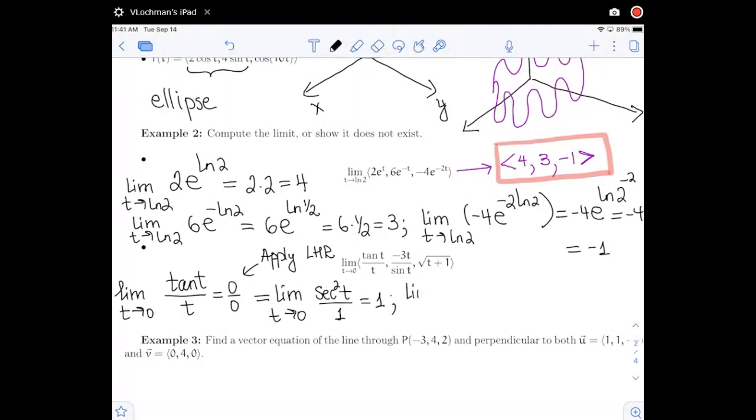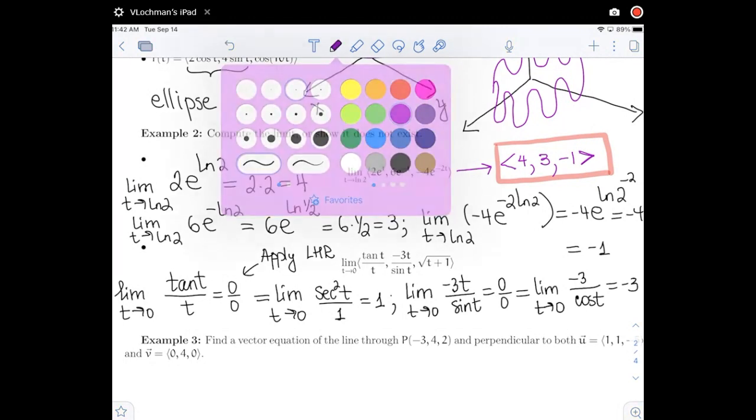Let's take a look at the next component. We have the limit as t goes to 0 of the expression -3t over sine t. Again, this is 0 over 0. We're going to apply L'Hopital's rule again. So we get the limit as t goes to 0 of -3 over cosine of t. Easy to evaluate. We get -3. And then for the last function, no issues here. That function is defined at 0. No problem.